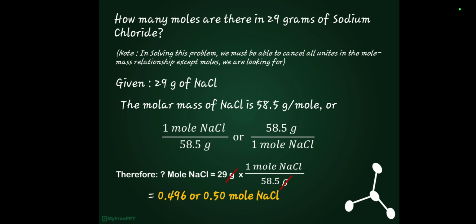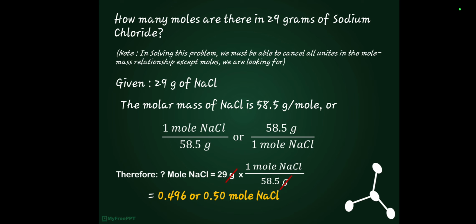So, given we have 29 grams of sodium chloride, this is the step. The molar mass of sodium chloride is 58.5 gram per mole, or 1 mole of sodium chloride over 58.5 gram, or 58.5 gram is equal to 1 mole of sodium chloride. This would be the calculation: moles of sodium chloride equals 29 gram times 1 mole of sodium chloride over 58.5 gram.